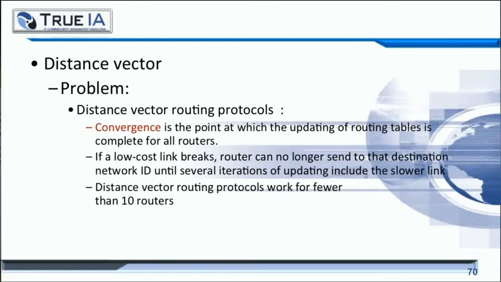The next issue that we need to deal with is a term called convergence. This is the point at which the updating of routing tables is complete for all routers. If a low-cost link breaks, the router can no longer send to that destination network ID until several iterations of updating include the slower route. Also, with convergence, distance vector routing protocols work only for fewer than 10 routers.